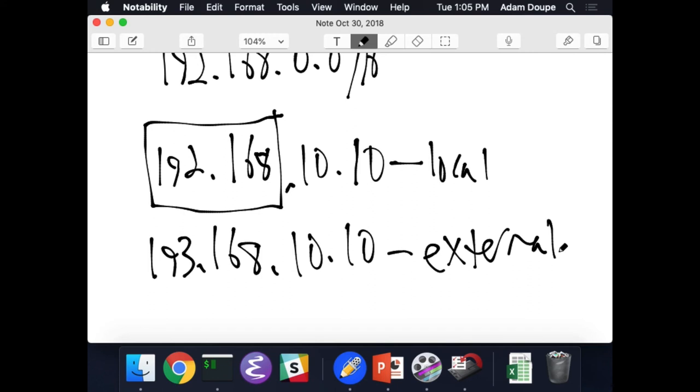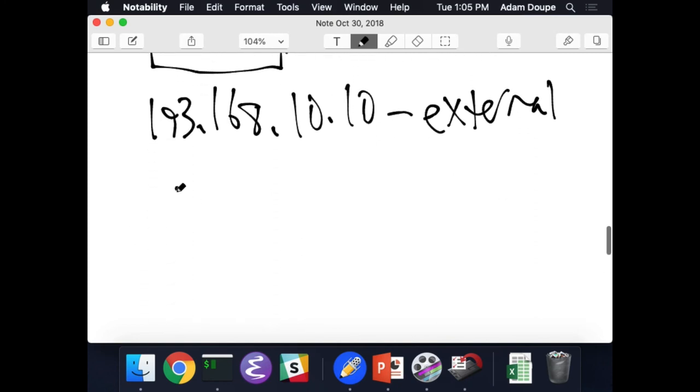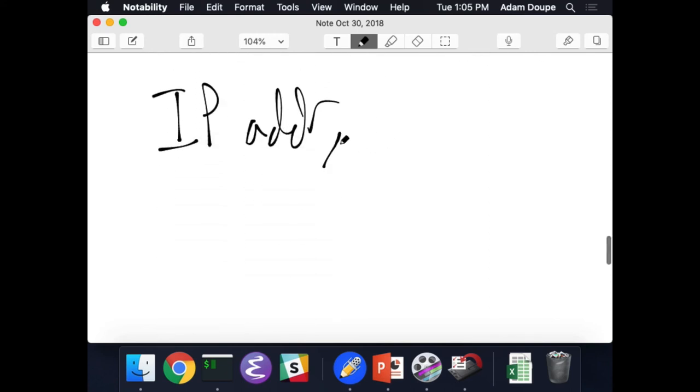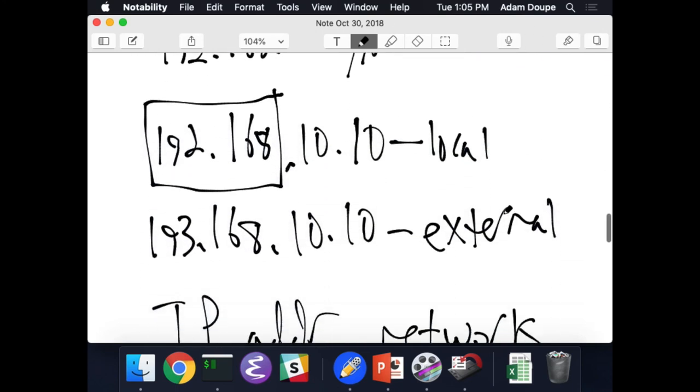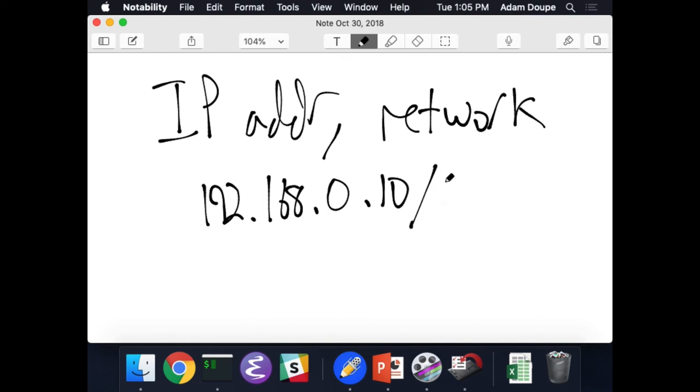Cool. So the way to think about it is every machine on the network needs to know a series of pieces of information. It needs to know its IP address, and it needs to know its network, which there's a number of ways to do. I like this CIDR mask, because to me it's really simple, because you can actually combine both of them. So let's say your IP address is 192.168.0.10. And your network is a slash 16. So this means if you want to talk to a machine, 192.168.1.1 is on your local network? Yes.